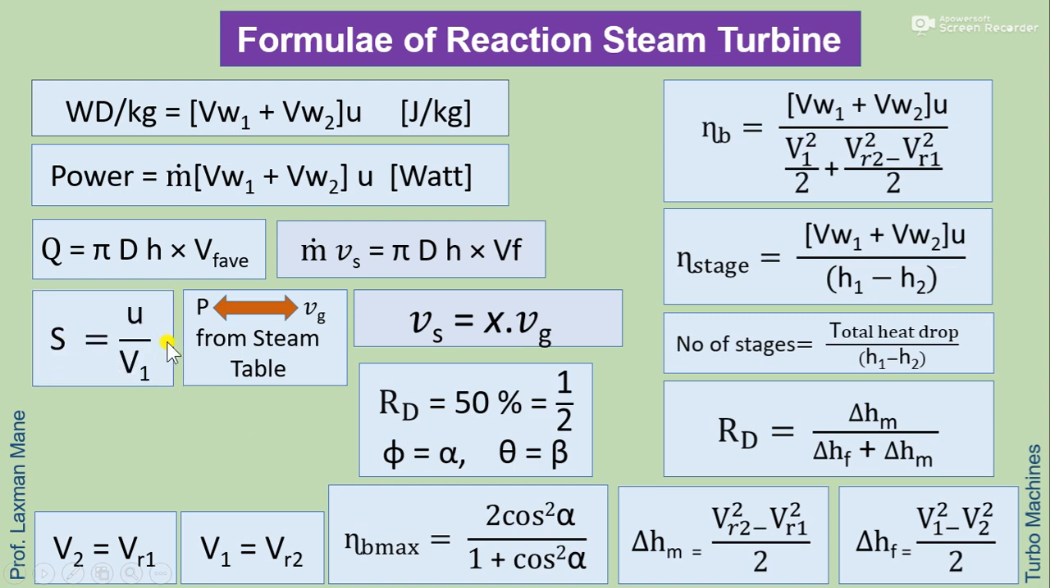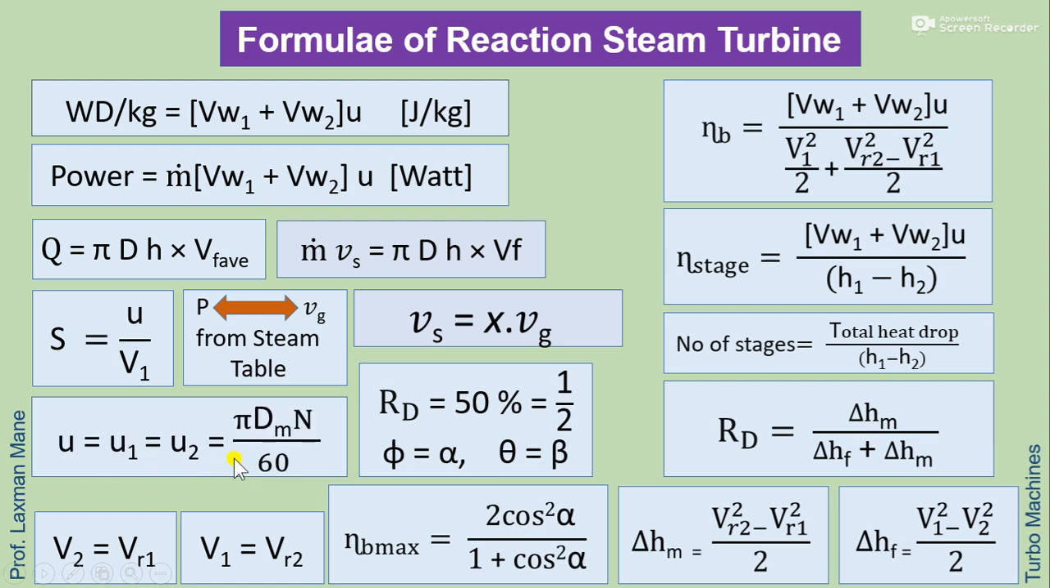Speed ratio, that is U by V1, and blade velocity, that is pi D N by 60.